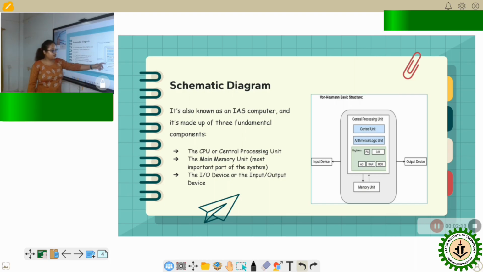And next, this one is the memory unit. From the input device, the CPU is taking the data and then the data is passed through the output device. So the schematic diagram is also known as the IAS computer and is made up of three fundamental components. First one is the CPU, second is the memory unit, and third is the input-output device.